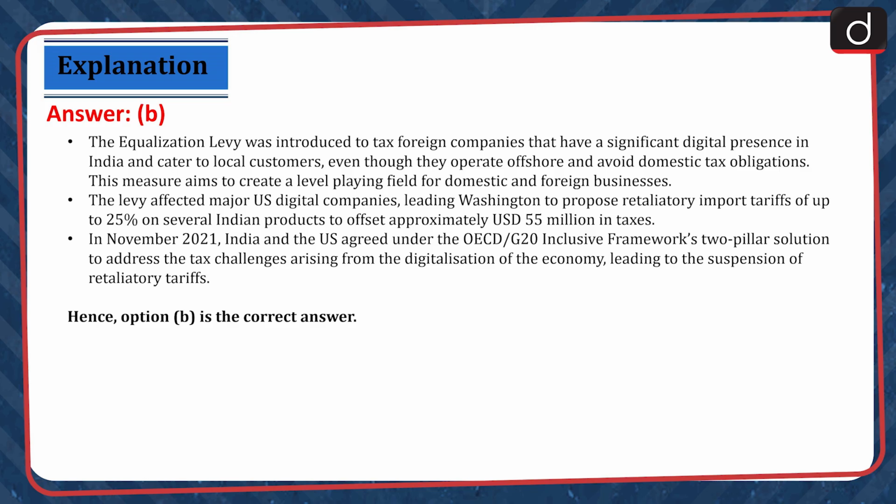In November 2021, India and the US agreed under the OECD/G20 Inclusive Framework's two-pillar solution to address the tax challenges arising from the digitalization of the economy, leading to the suspension of retaliatory tariffs. Hence, option B is the correct answer.